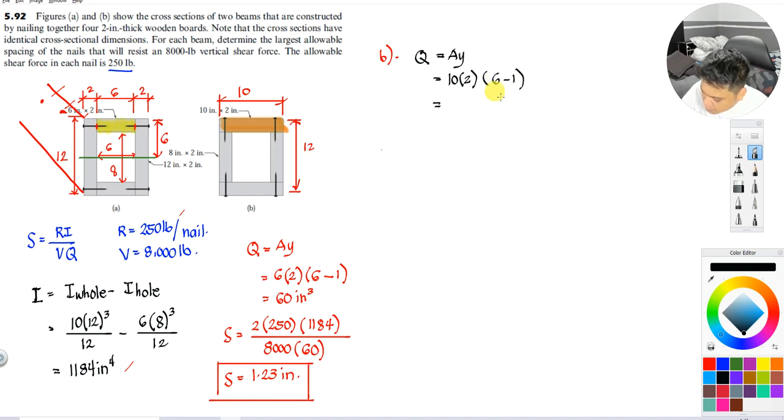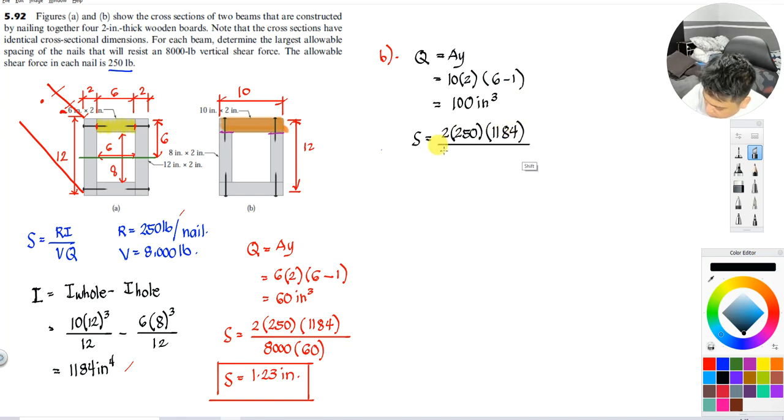Ano lang na bago? So, that is 10 times 2 times 5. So, you can have it as 100 inches cube. So, I have now the spacing equals to Ri. Again, dalawa ulit yung bolts. Dalawa yung shearing area mo. So, you can have it as 2 multiplied by 250 R, and then ang I is equals to 1184.